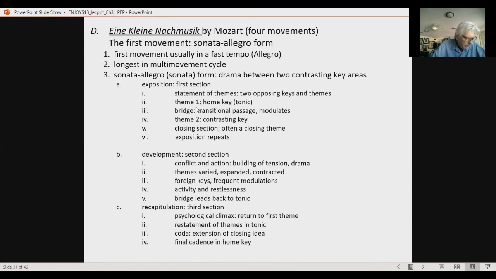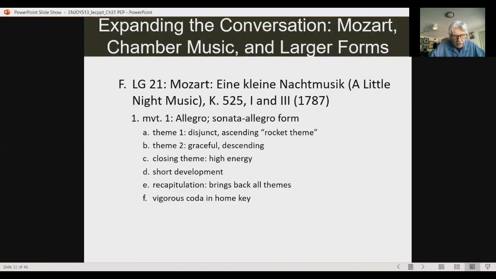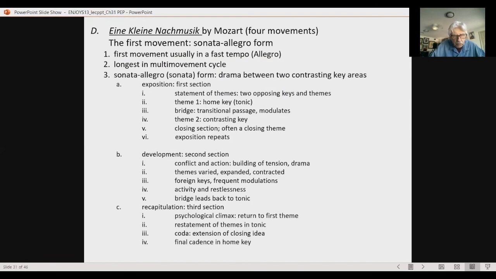We have theme 1, and we call it the rocket theme, right? Which was typical and what people expected. So it goes up and it comes back down like a rocket. And then the second theme is more lyrical, so we have one that's jumping around, and the other one's nice and smooth. See if you can listen for those 2 themes, and the transitional music in between that's taking us from the home key to the contrasting key.